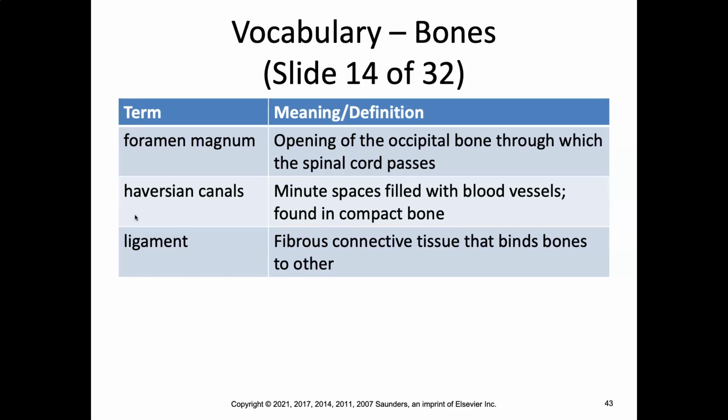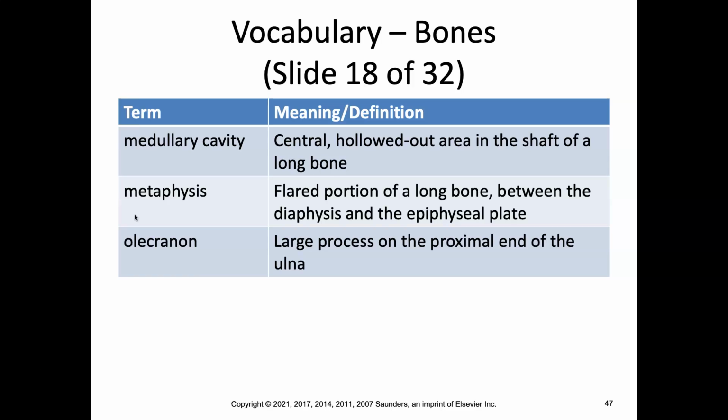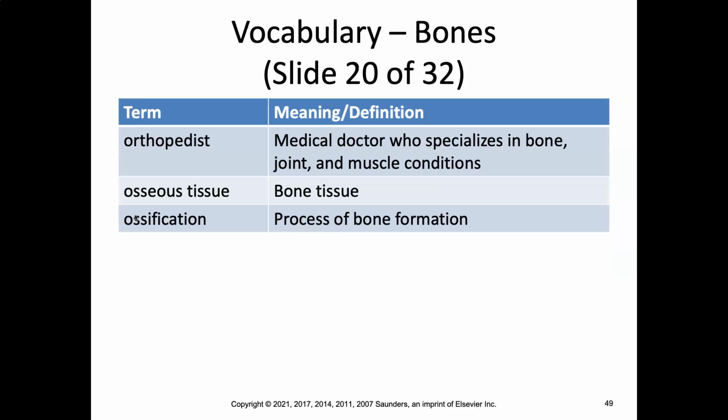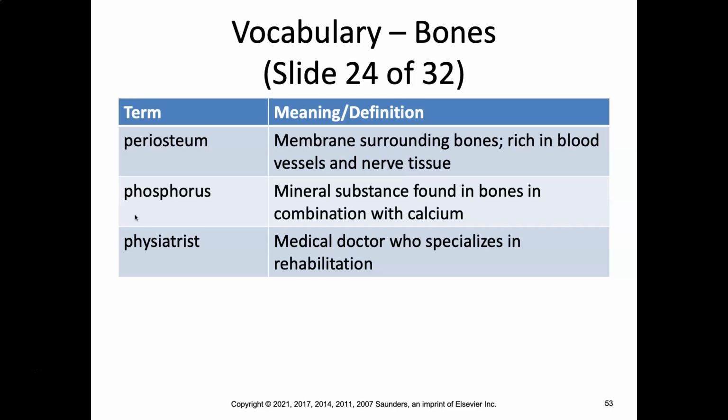Foramen magnum, Haversian canals, ligament, malleolus, manubrium, mastoid process, medullary cavity, metaphysis, olecranon, orthopedist, osseous tissue, ossification. Ossification, osteoblast, osteoclast, periosteum, phosphorus, physiatrist, not a psychiatrist, but physiatrist.